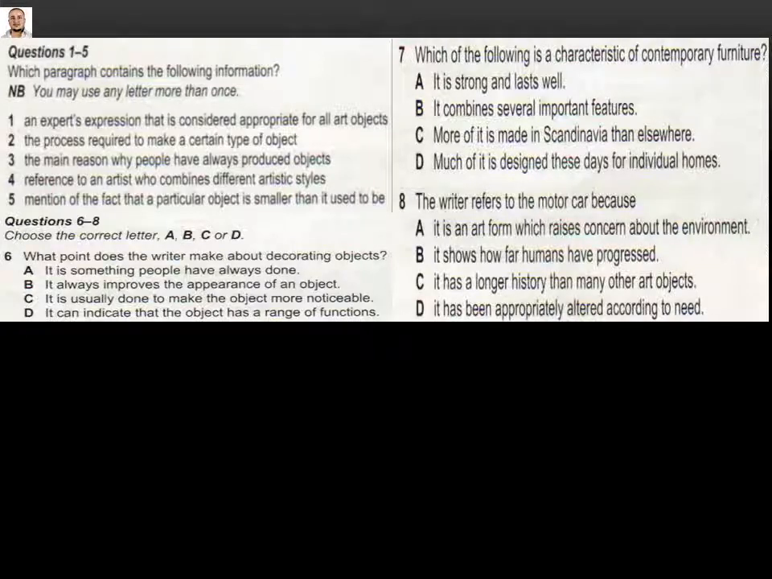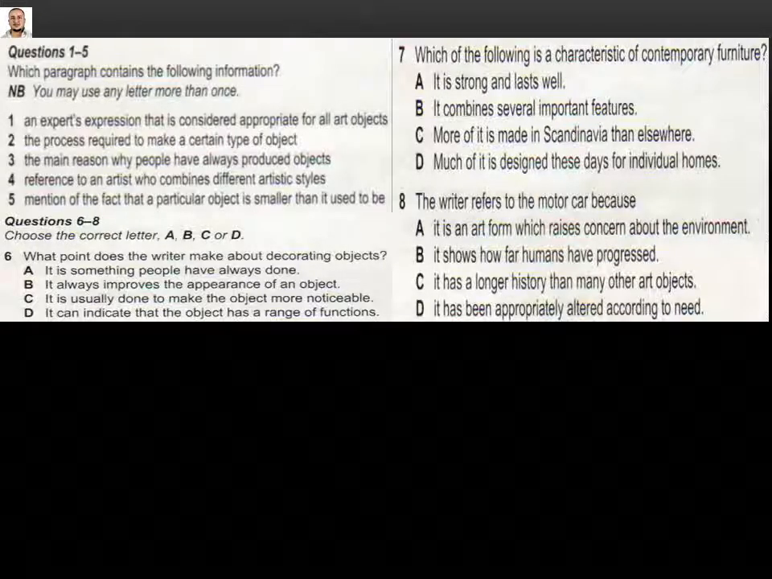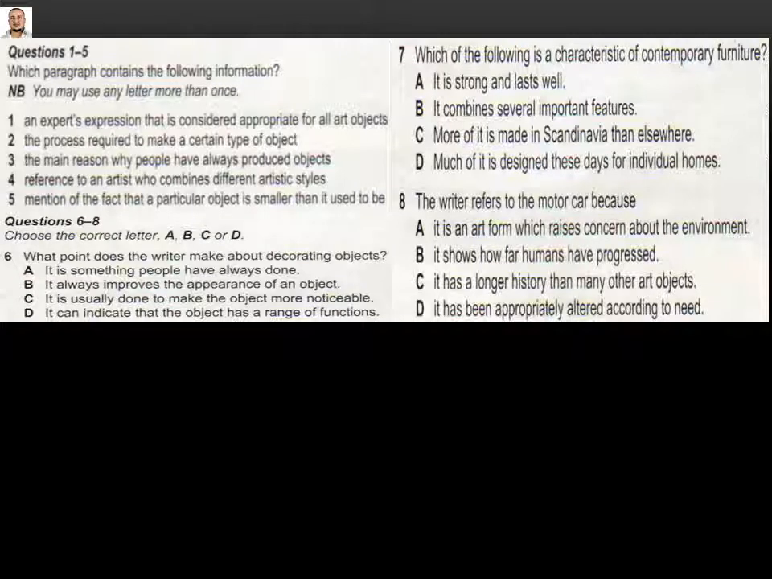Today we are having different questions. We have choices and we have to choose in which paragraph also. So, we have questions from 1 to 5. Which paragraph contains the following information? Nota bene, you may use any letter more than once. That means you may use any letter more than once and you don't have to use all the letters.